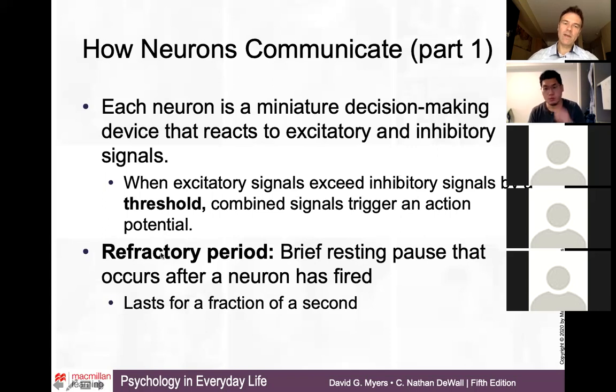There's also a refractory period, a brief resting pause that occurs after a neuron has fired, or after neurons have fired. And it's a fraction of a second. You could say this is a period of rest. Or you could say, if you want to use a gun analogy, that this is the period where the neuron reloads.